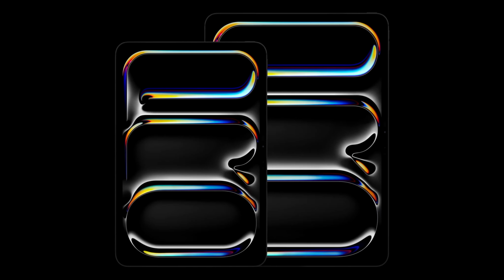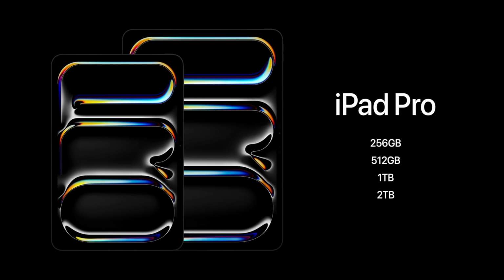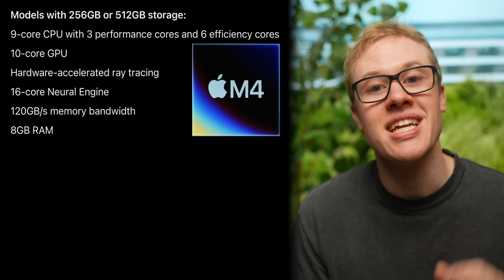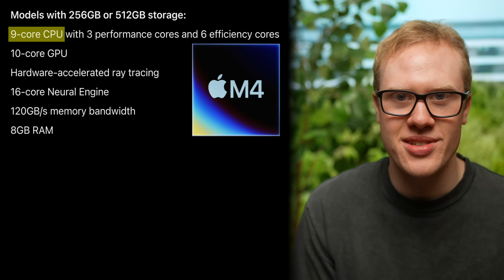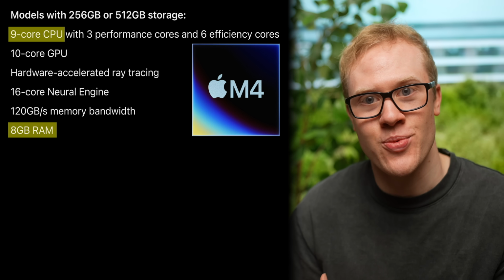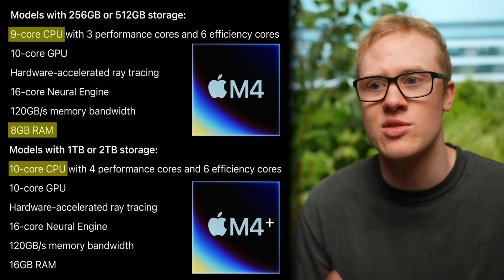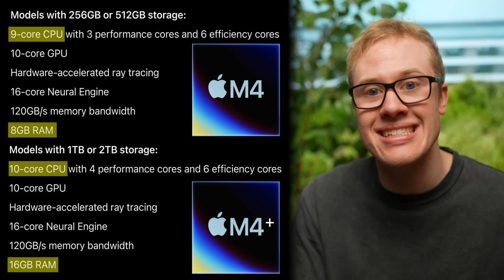There are 4 different storage capacities: 256 gig, 512, 1 terabyte, and 2 terabyte. And Apple has basically drawn a line down the middle of the 2 lower end storages and the 2 higher end storages that give you lower end and higher end specs and options. So on the 2 cheapest iPad Pros, you're getting an M4 chip with a 9-core CPU and 8 gigabytes of RAM. But on the 2 most expensive iPad Pros, you're getting an M4 chip with a slightly better 10-core CPU, as well as double the RAM at 16 gigabytes.